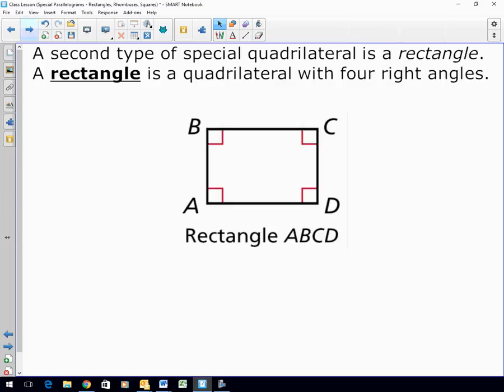First, let's talk about a rectangle. A rectangle is merely a quadrilateral with 4 right angles. How many? 1, 2, 3, 4. Right? What I underline.